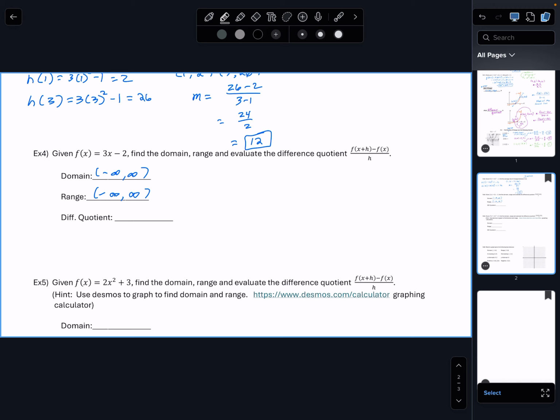Now for the difference quotient, you're going to need to figure out f of x plus h. So I'm going to go ahead and do that right down here. And that means where you see x, you need to replace it with x plus h. And it needs to be the whole quantity times 3. Don't forget the -2.